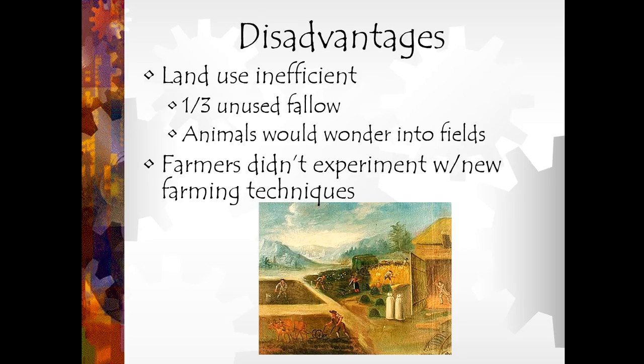Also, as discussed in class, farmers did not experiment with new farming techniques because the other farmers in the village were concerned that should the new technique not work out, that everybody in the village would suffer for that. So they really just stayed with what they knew and did not experiment.